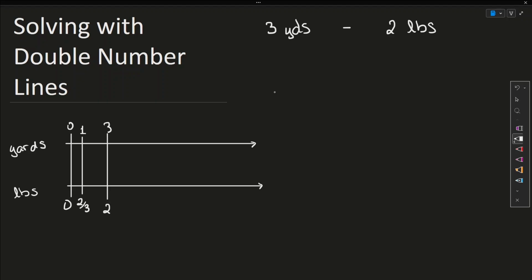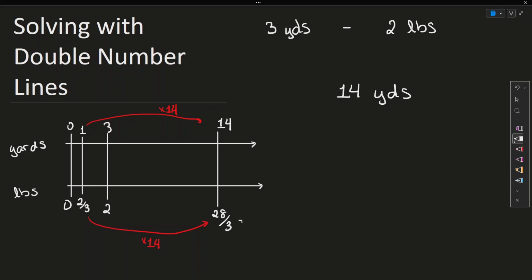Let's do another one. Since we've already figured out that 1 yard weighs 2/3 pounds, I went ahead and left that up. So my next question is, how much does 14 yards weigh? It can be helpful for us to use this unit rate once again. There's not a nice number to multiply 3 by to get to 14. But I can multiply 1 by 14. So then I'll need to multiply by 14 on the bottom as well. 1 times 14 is 14. And 14 times 2/3 is 28 over 3, or 9 1/3. So 14 yards would weigh 9 1/3 pounds.